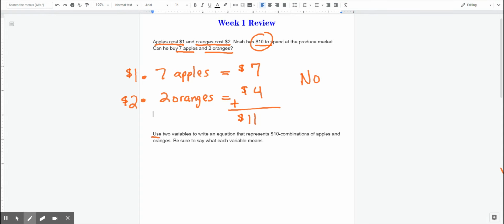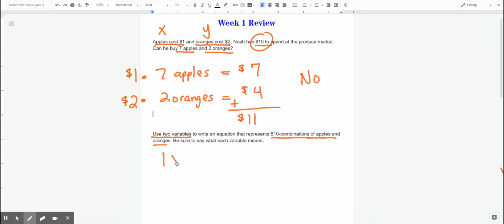Use two variables. We're going to use two variables. I'm going to use X for apples and Y for oranges to write an equation that represents a $10 combination of apples and oranges. Well, that's basically what we did here. This is our equation. We took the cost of apples times the amount of apples, which we don't know. We don't know how many apples Noah's going to buy. So that's what the variable X is.